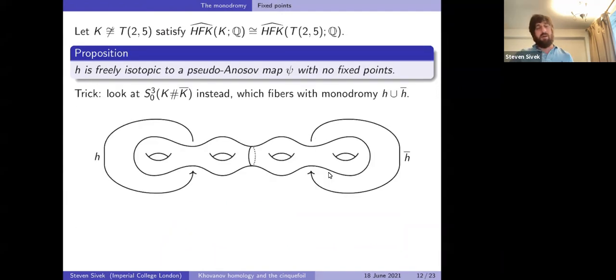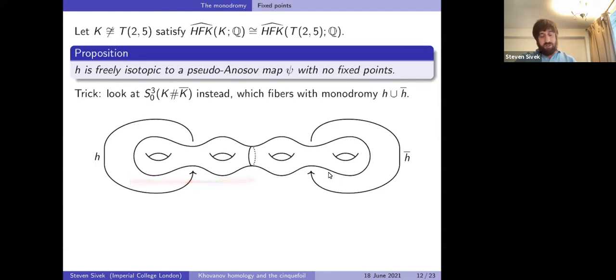But there's a trick, which is to replace our knot K with a different knot. We take the connect sum of K with its mirror image. So there's K and I draw its mirror image backwards. You just sort of tube them together and you get a new knot. And this is still a fibered knot. If you do the zero surgery, you get a 3-manifold that fibers over the circle. And now the fiber is a genus 4 surface.